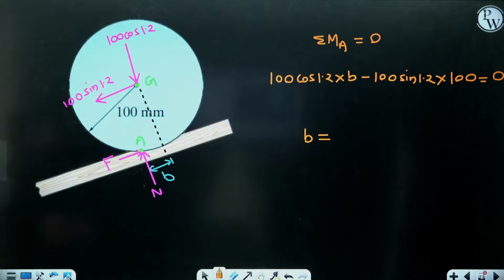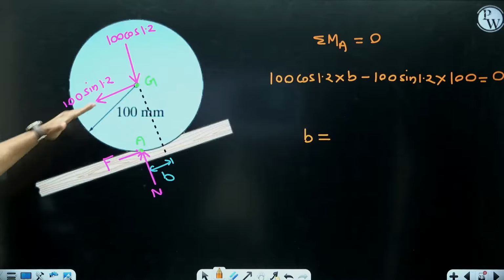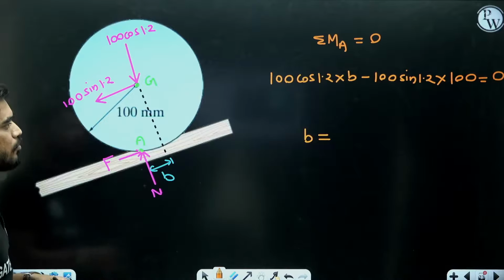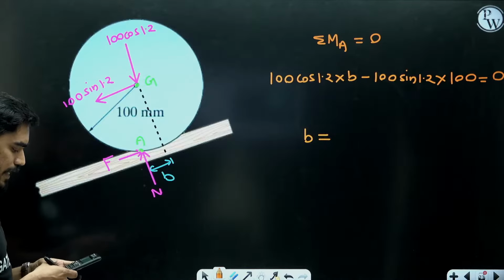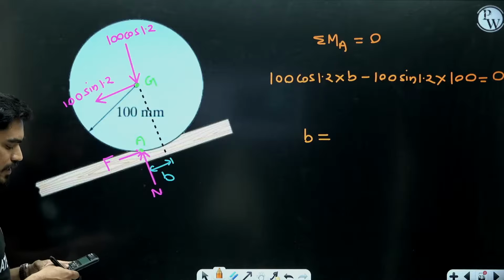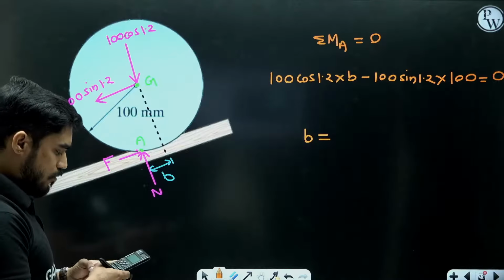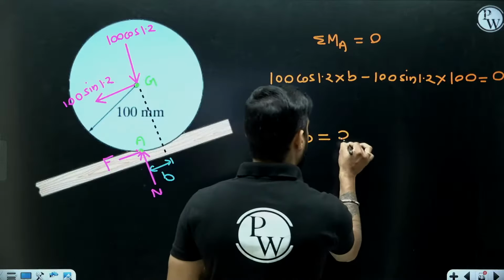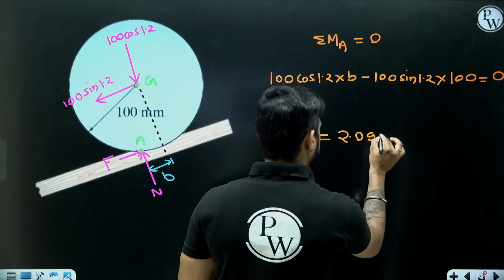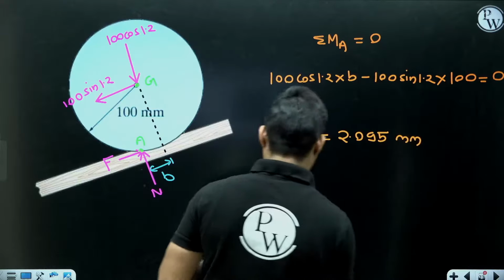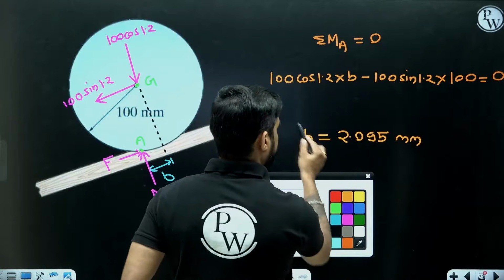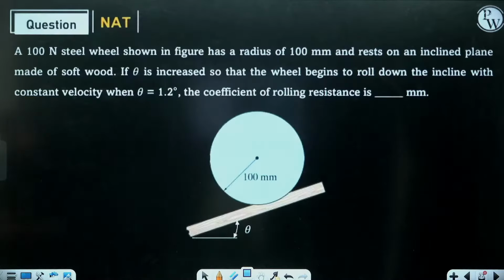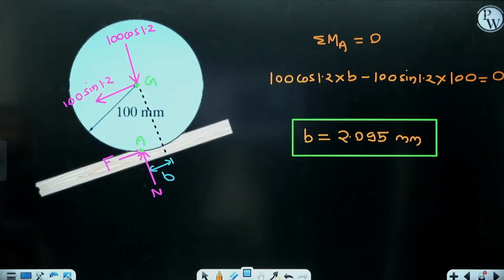So distance of 100 sin 1.2 from A, it is not actually 100, it is slightly less than 100, but I will assume it to be 100. So 100 sin 1.2 into 100 divided by 100 cos 1.2. So I am getting 2.0947, means 2.095 mm. So this is the answer. This is the coefficient of rolling resistance between the steel and the wood, 2.095 mm.